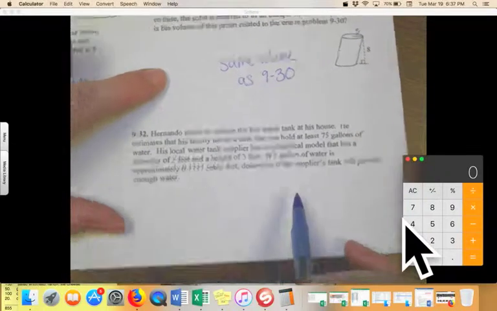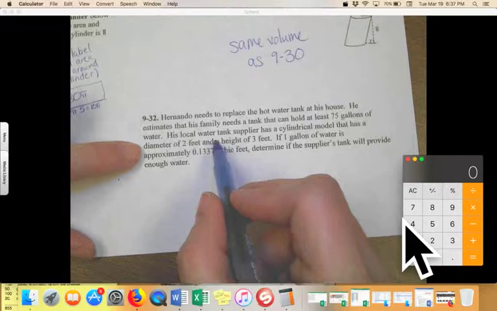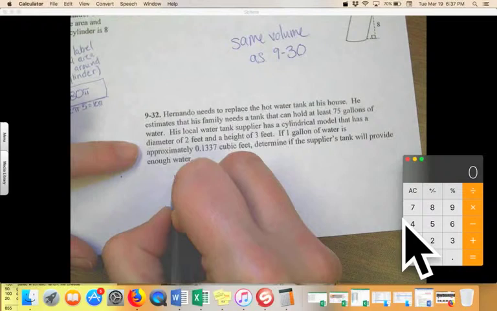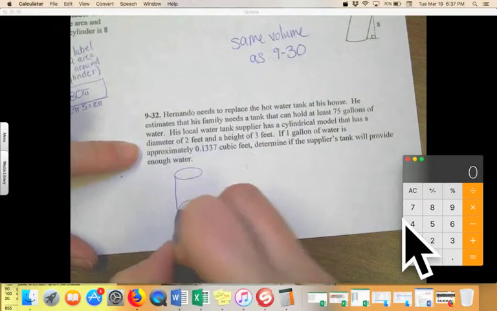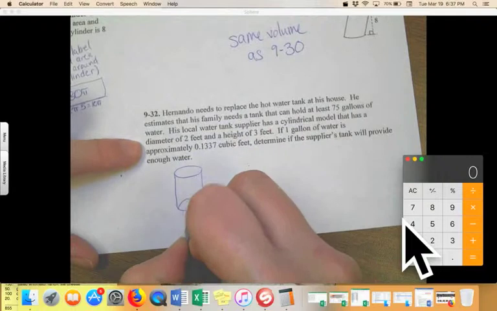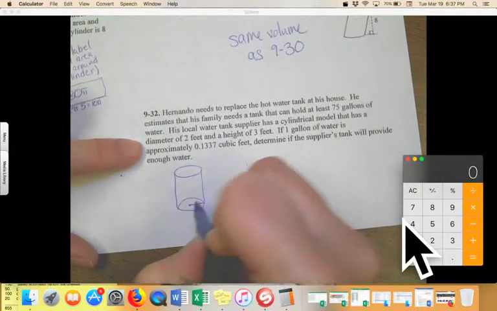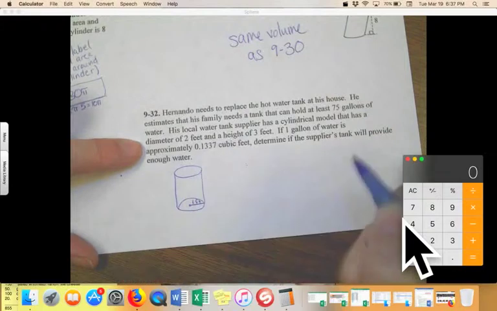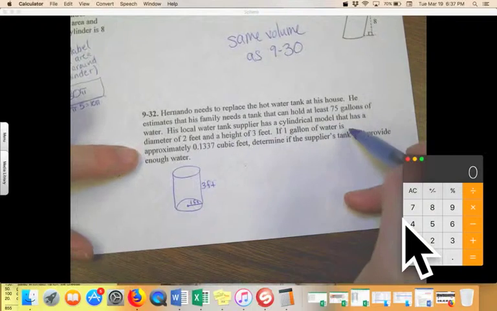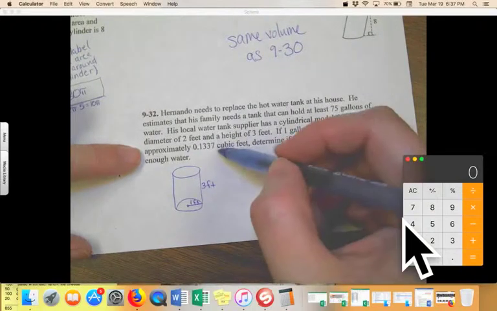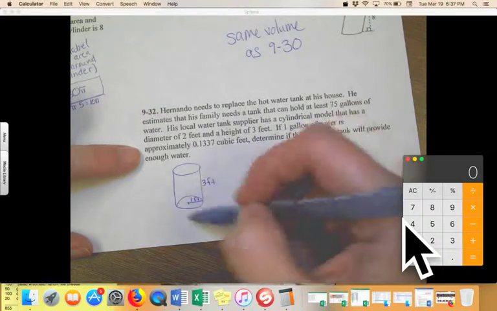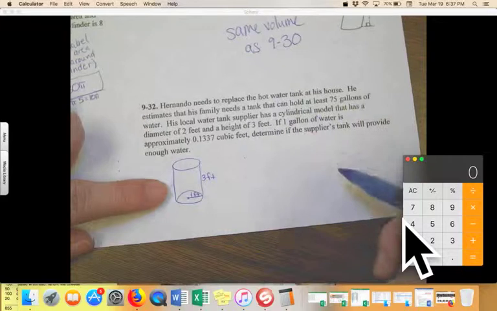All right, so I am going to go ahead and sketch out the tank that the supplier has. You can go ahead and sketch yourself out a cylinder here. Okay, and the tank has a diameter of 2 feet, which means it has a radius of what? Yeah, 1 foot. That's half of your diameter, and it has a height of 3 feet. Okay, if 1 gallon of water is approximately 0.1337 cubic feet, then we can determine how many gallons is in this. Okay, so this is in cubic feet.